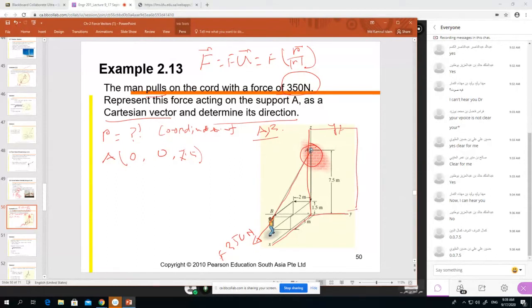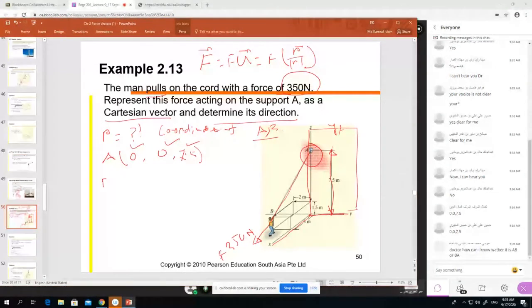Okay. So here the x value is 0. Correct. Here the y value, it didn't go to any side, so the y value is 0 and the z value is 7.5. So this is also correct. Now tell me please, the coordinate of B.